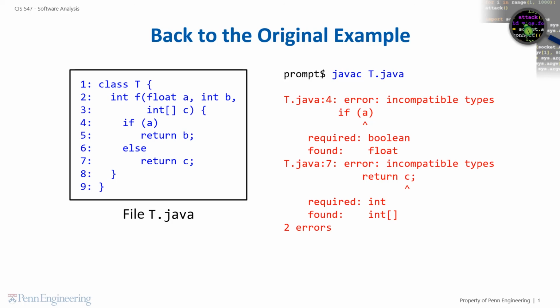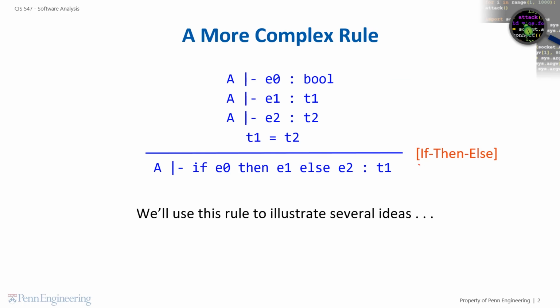We'll need to add a new inference rule schema to check that if-then-else statements are correctly typed. The rule we'll add, which we'll call if-then-else, has 4 hypotheses. If under the environment A, it is provable that E0 has type bool, E1 has type T1, E2 has type T2, and T1 equals T2, then it is provable that the expression if E0 then E1 else E2 has type T1. Note that we are implicitly introducing a new type to our language, the bool type.